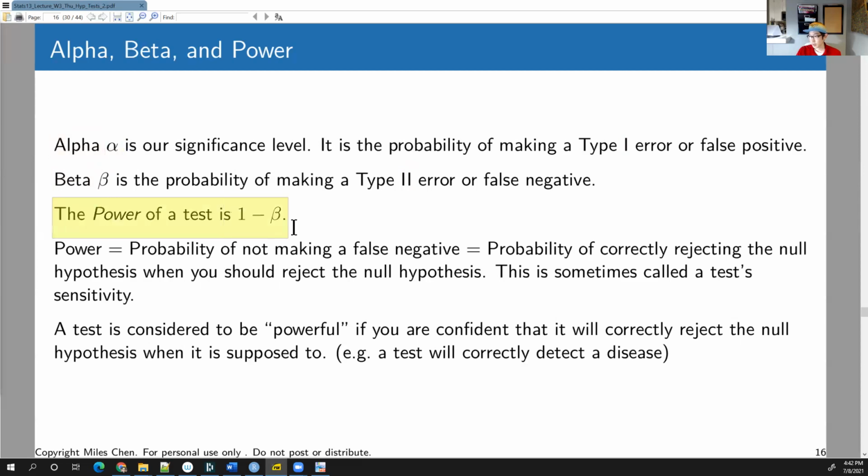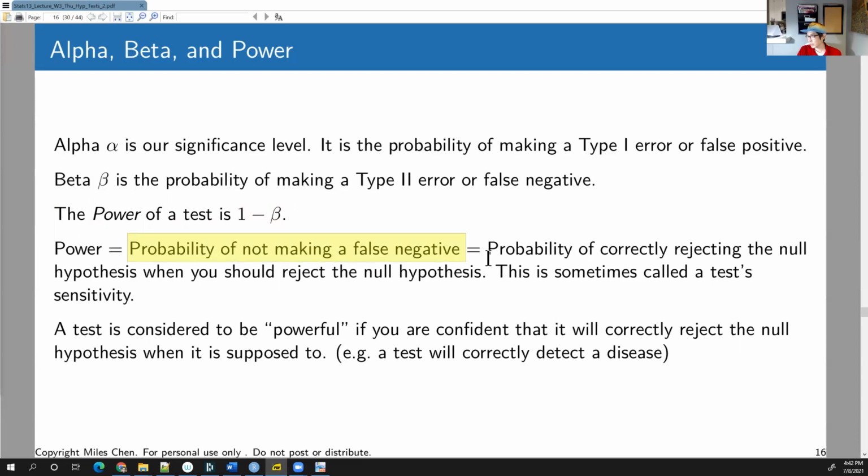And the flip side of that, the power of a test is 1 minus beta. Okay, so if we think of beta being the probability of making a type 2 error, then 1 minus beta, 1 minus the probability, is the probability of the complement. So what is the complement of a type 2 error? So the power would be equal to the probability of not making a false negative. Now that's a weird sentence to say, right? Probability of not making a false negative.